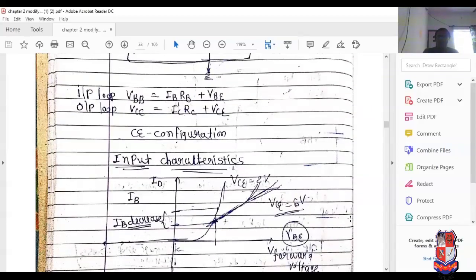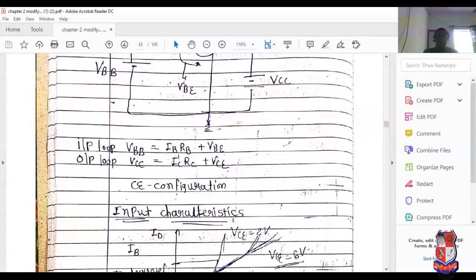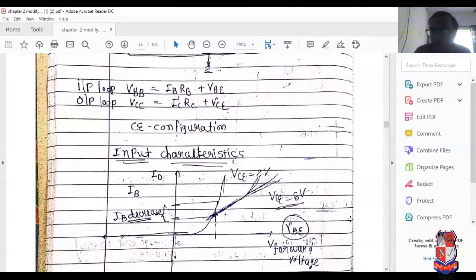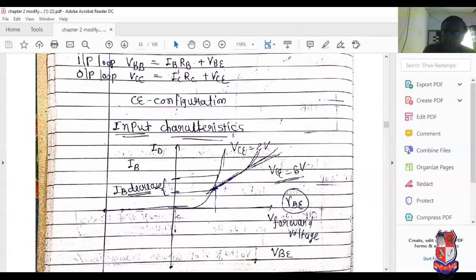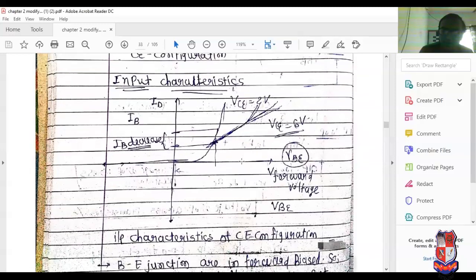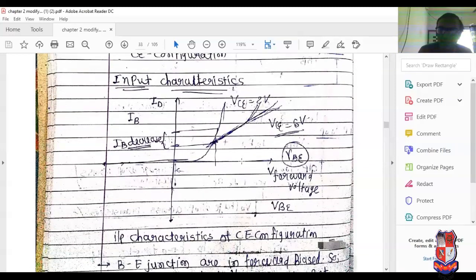See this. Input loop: VBB equal to IBRB plus VBE. Already explained. VCC equal to ICRC plus VCE. Also we have explained. Now see these characteristics. Make output voltage VCE constant, so we can get characteristics like that.